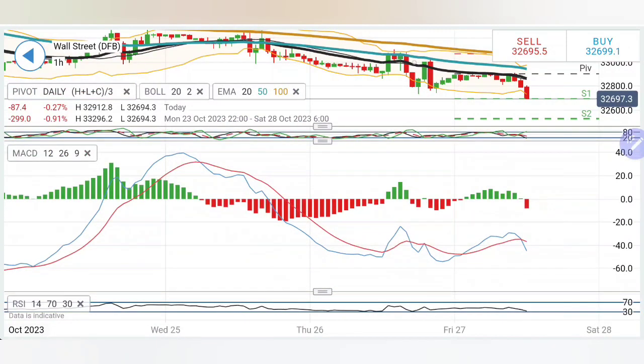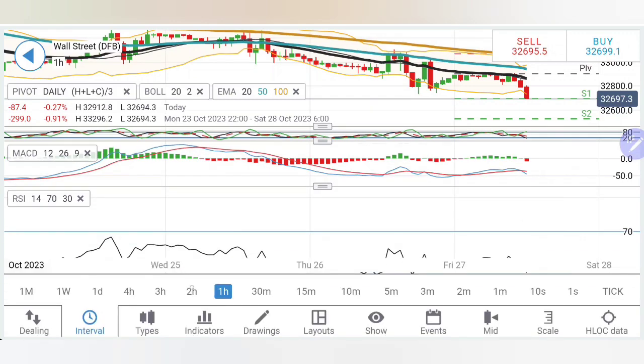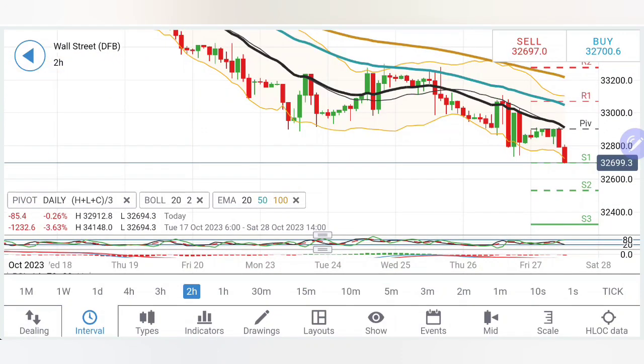Stochastic is at the bottom, oversold, MACD is crossing over again for a selling entry. RSI is looking downwards. Coming to the 2-hour charts, the second red candle is in the making. More bearishness may prevail below 32,680. We can look forward to 32,600. Remember, 32,600 is a great support for the day.